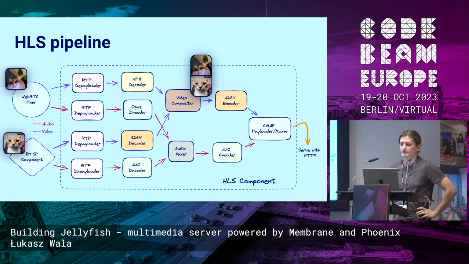Then it has to be once again encoded. And then the CMAF payloader and muxer element can take care of doing the actual segmented MP4 and then send it via HTTP.